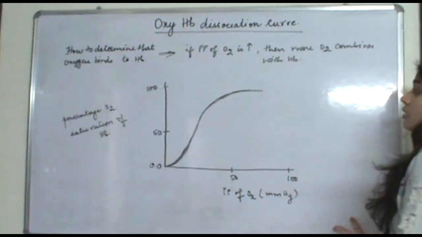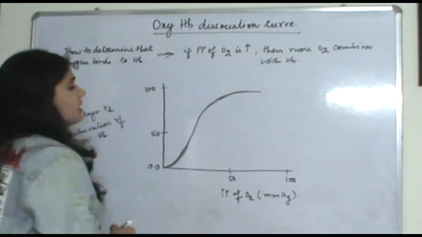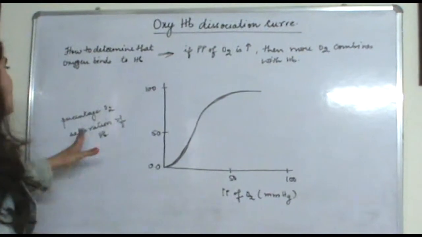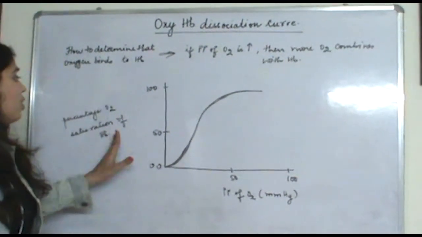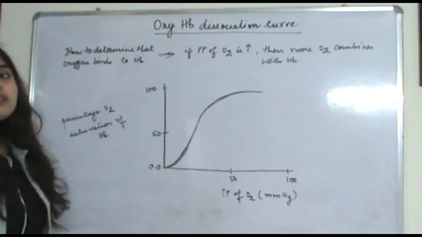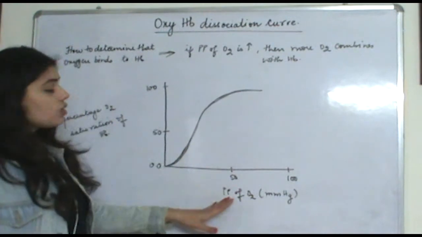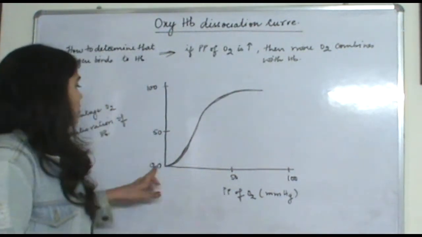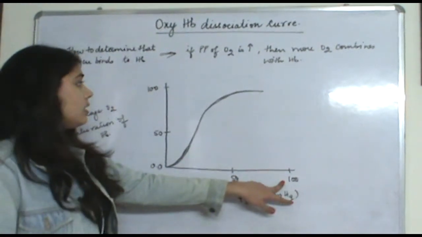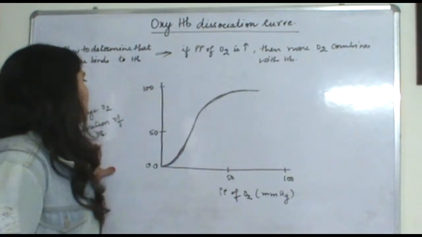The first and main point is that this is an S-shaped sigmoid curve. It represents the percentage of saturation of hemoglobin, that is, how much percentage of hemoglobin is saturated, and this axis is the partial pressure of oxygen with which it is saturated. So if the partial pressure of oxygen is 100, at that point the percentage of saturation of hemoglobin is also 100.